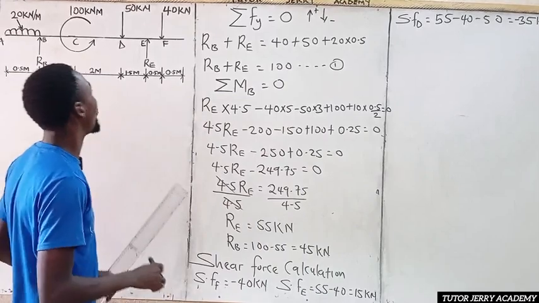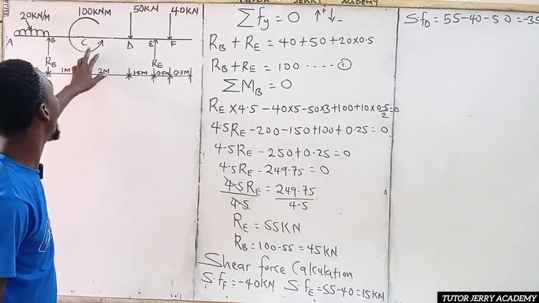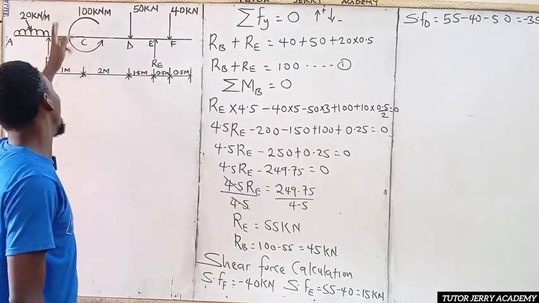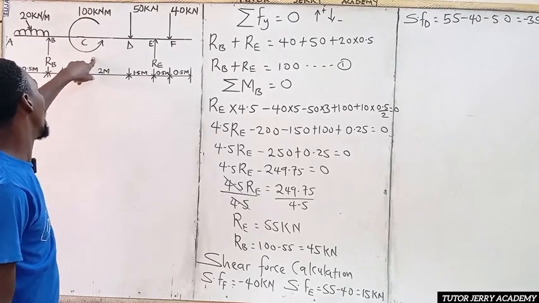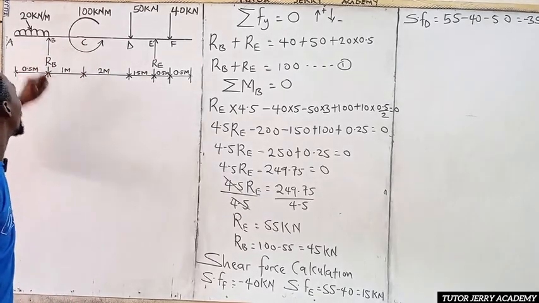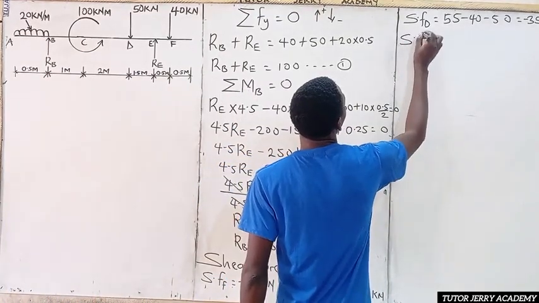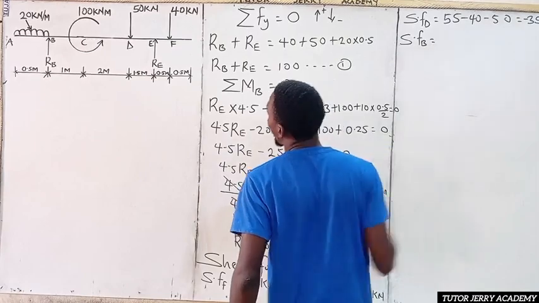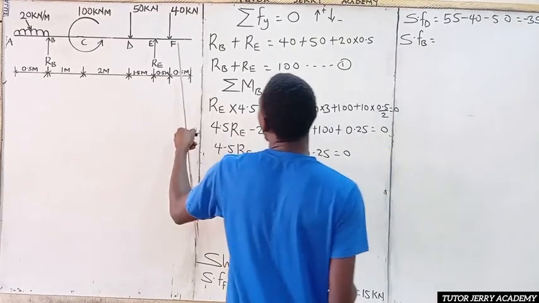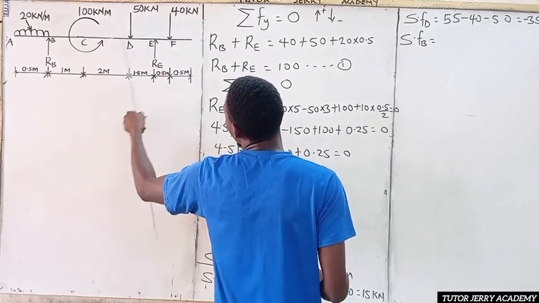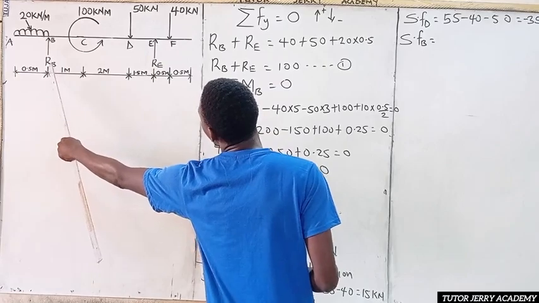So now, we don't have any shear force at point C, so we leave that. We only have a couple, that is, we only have moments. So we can go for point B now. The shear force at point B is going to be 55 minus 40 minus 50, then plus the reaction at the support here.